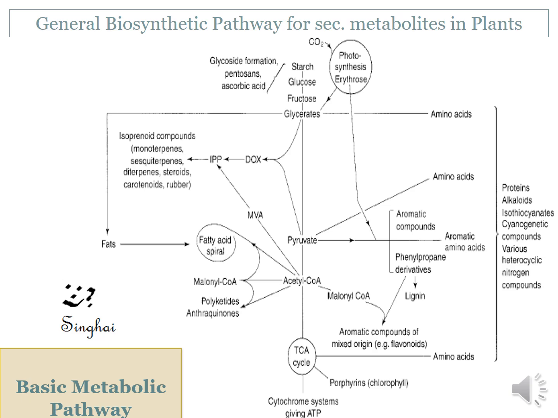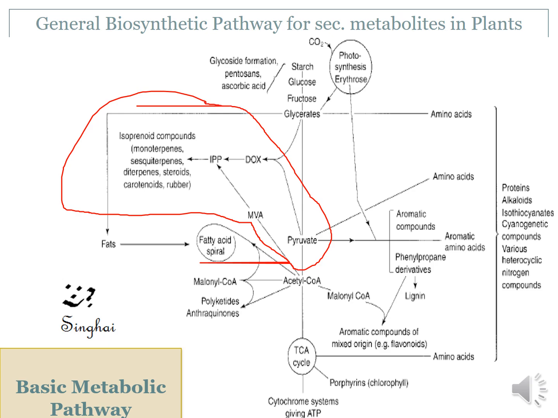In this slide, you can see the general biosynthetic pathways for the secondary metabolites in the plants. There are two types of metabolites, primary metabolites and secondary metabolites. Here in this pathway, you can see what kind of primary metabolites are there and what kind of secondary metabolites are there. Here you can see three pathways. One is the formation of triterpenoid type of molecules, which are formed by the mevalonic acid pathway.